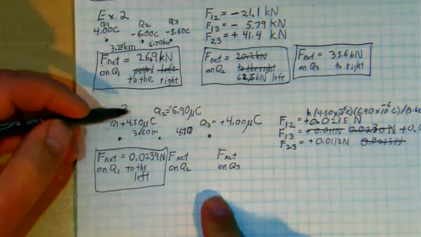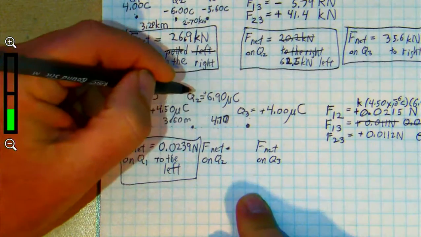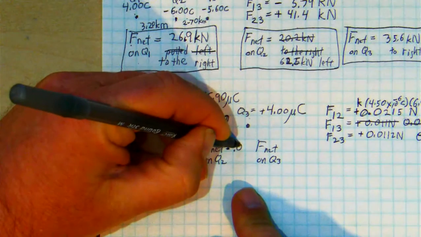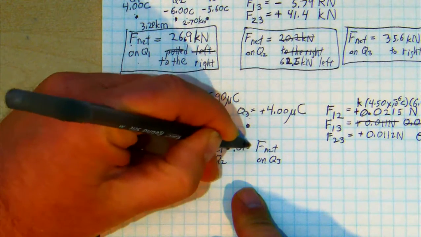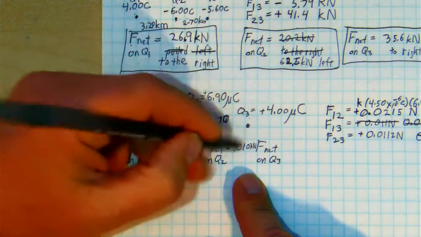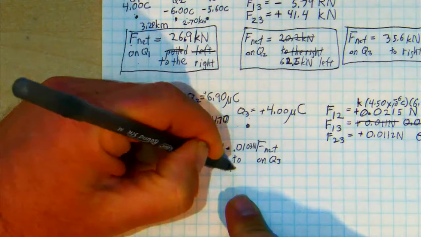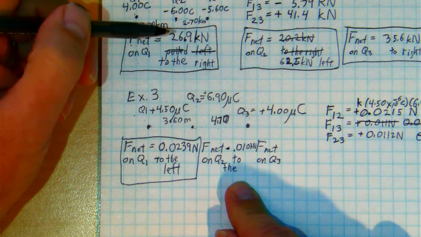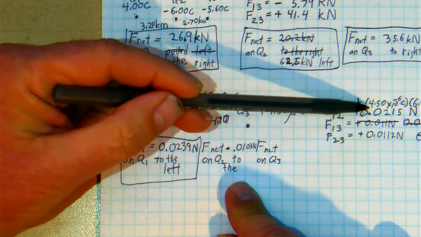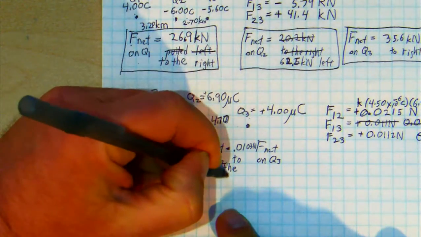For the net force on Q2, I get 0.0103 newtons pushing to the, now let's think about this. So the one that goes to the right is stronger than the one that goes to the left, so this goes off to the right.